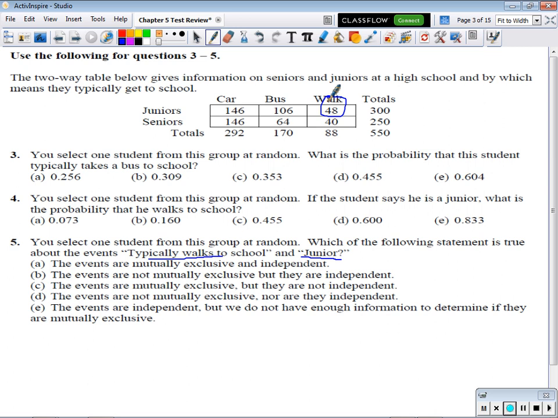And if we're talking about independence, in terms of the two variables, one depending upon the other, these events would be considered independent, because what grade you're in does not have an impact on what mode of transportation you use to come to school. So just because you're a junior, that doesn't mean that it has an impact on whether you walk to school or not. So the answer to this question was B. So that was number 5.